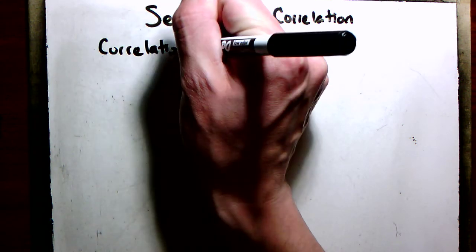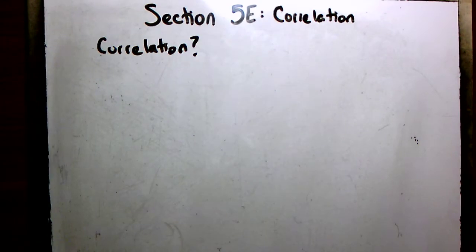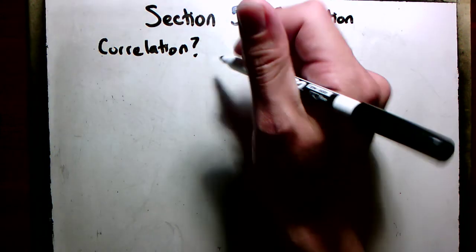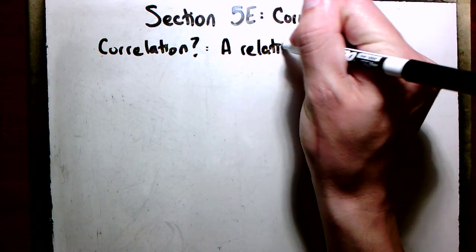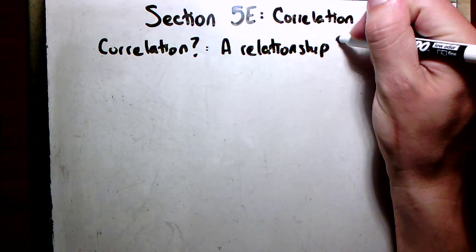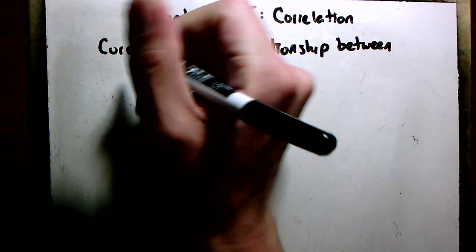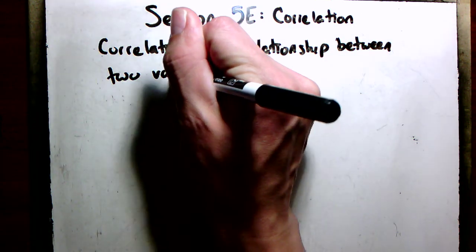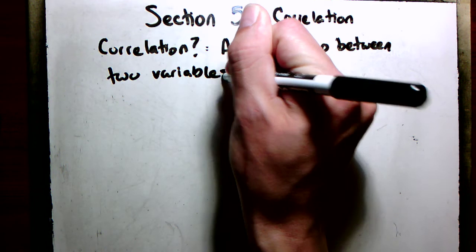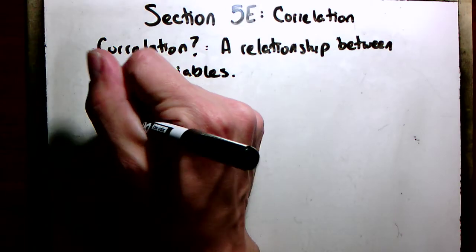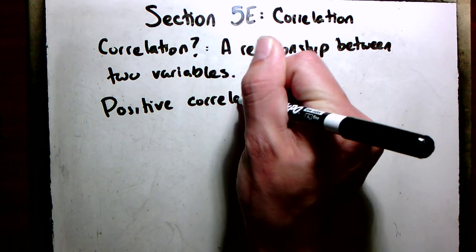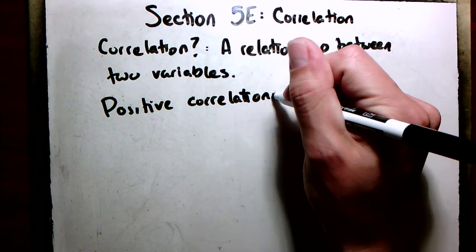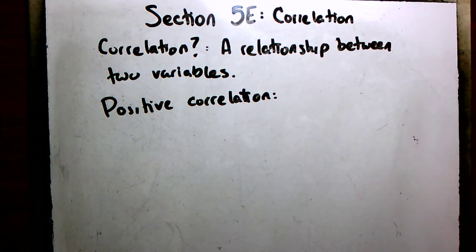And so the first question becomes, what is correlation? Well, correlation is a relationship between two variables. And that relationship can have two different forms. You can have positive correlation. And for positive correlation, what we want to say is that two unknowns trend in the same direction.